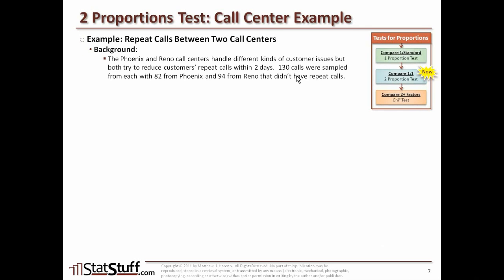So there were 130 samples of calls that were taken from each of those locations, and for Phoenix there were 82 found to have no repeat call activity, 82 that were good, and there were 94 from Reno that were good because they had no repeat calls from the customer.